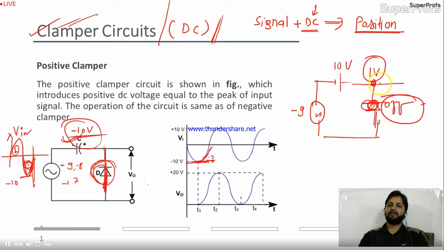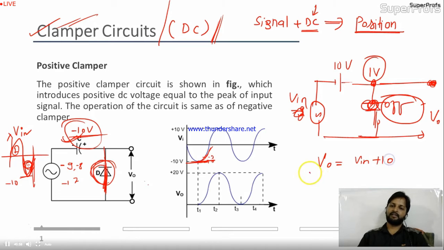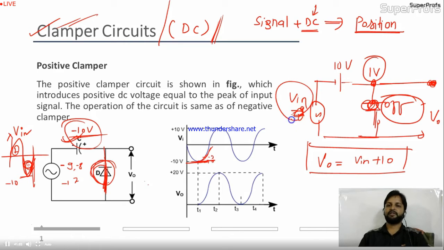So when the diode is off, the output of this entire circuitry will be V0. And this is the Vin, right? So the output is nothing but Vin plus 10. You are adding 10 DC into the input waveform. That's why I'm calling it a DC waveform. And since we are adding 10, we are calling it a positive clamper. If you change the diode condition, it will be a negative clamper. So I hope this is clear.